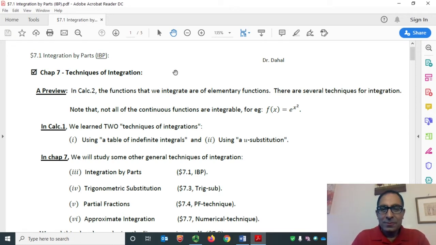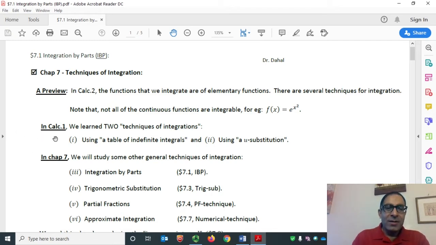First, a quick preview. In Calculus 2, the functions that we integrate are elementary functions. There are several techniques of integration, and note that not all continuous functions are integrable. For example, e to the x squared is not integrable.